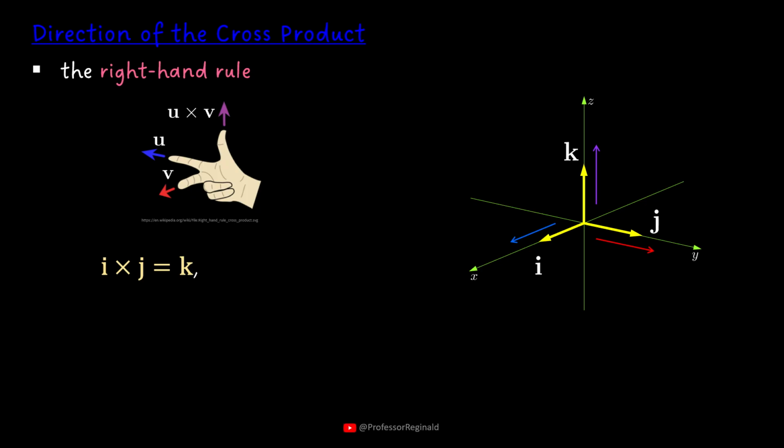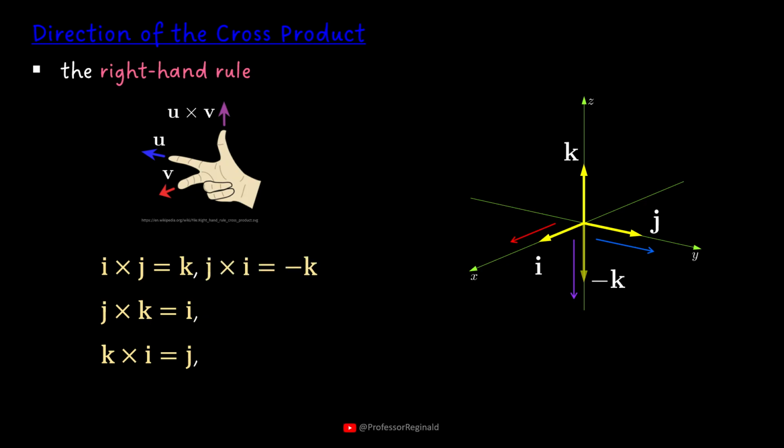Using this technique, we can get the following cross products. For j cross i, if the index finger points in the j direction, and the middle finger points in the i direction, the extended thumb would naturally point in the direction opposite of k. So j cross i is equal to negative k. Using this technique, we can get the following cross products.